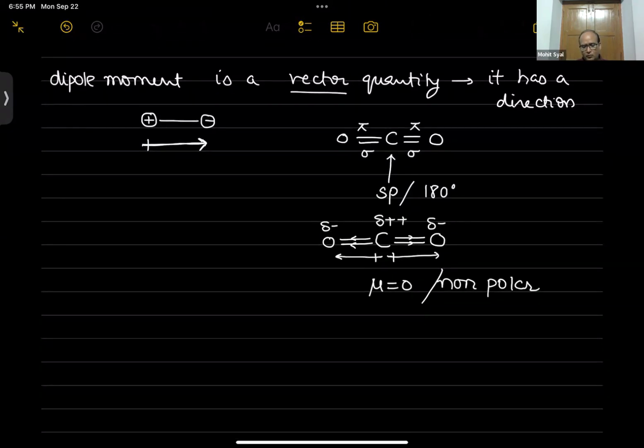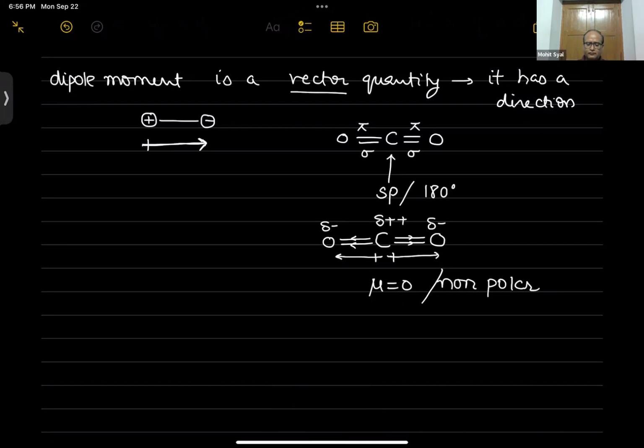So overall polarity of the molecule: a polar bond doesn't mean the molecule will be polar, because you need to consider the dipole moment with the direction for each and every bond, and the dipole moment of the total molecule is the vector sum of the dipole moments of the individual bonds. If these dipole moments cancel each other, the molecule is non-polar. They will cancel each other if they are equal and pointing in opposite directions, and the resultant dipole moment is going to be zero. Is this clear or not?